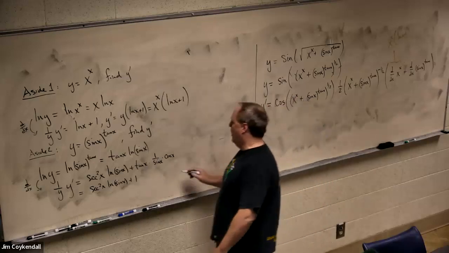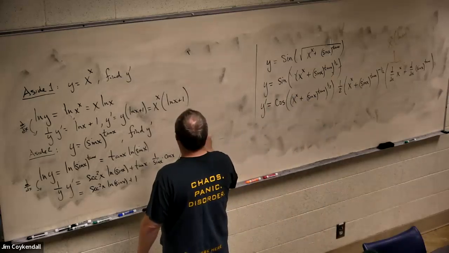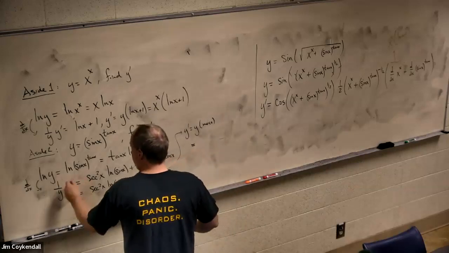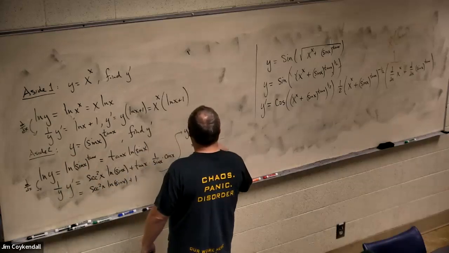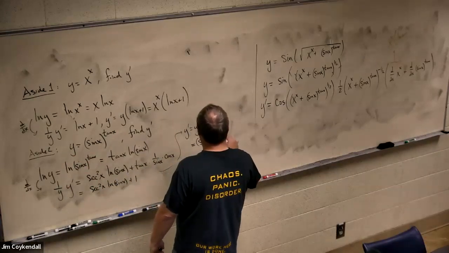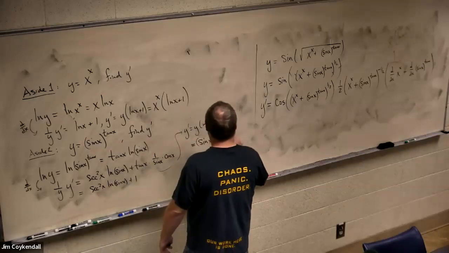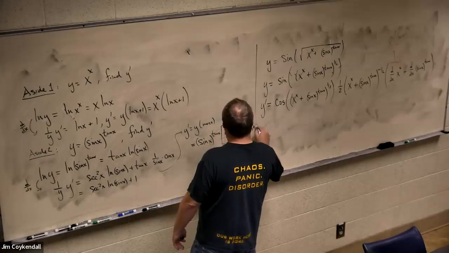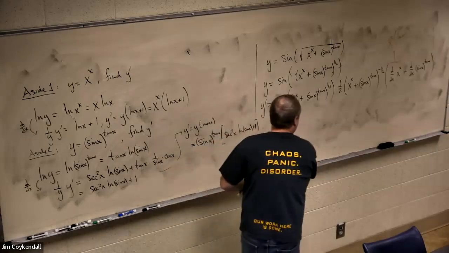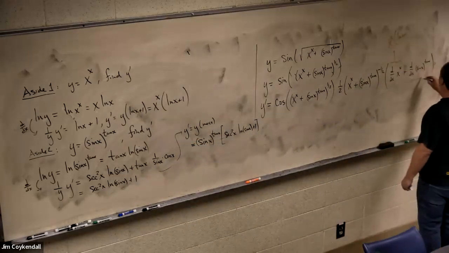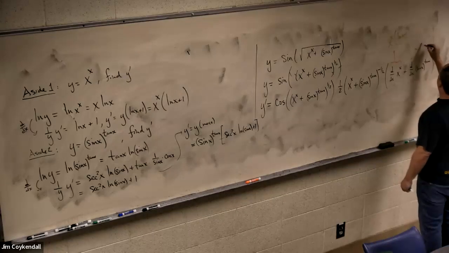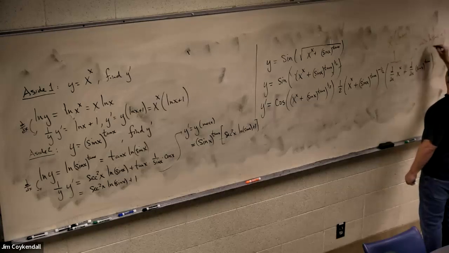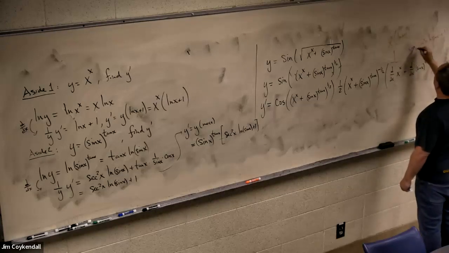So, what I get for y prime here: y prime should be whatever y is, sine x to the tangent x power, times secant squared x times log of sine x. So this piece right here is secant squared x log sine x plus 1 times sine x and x.